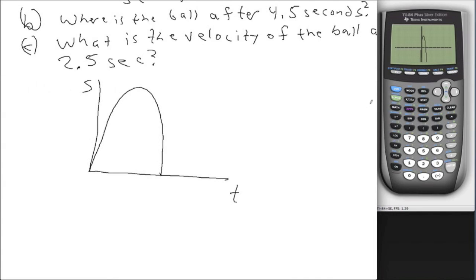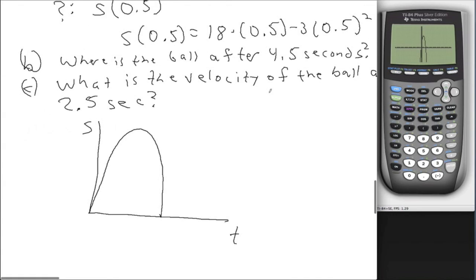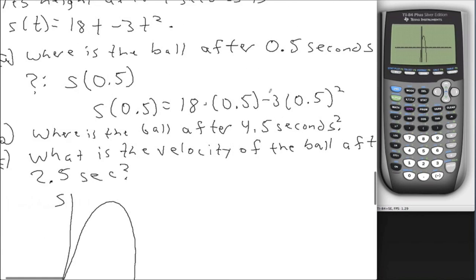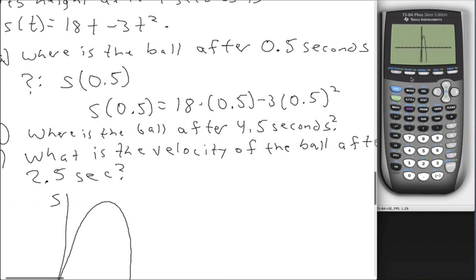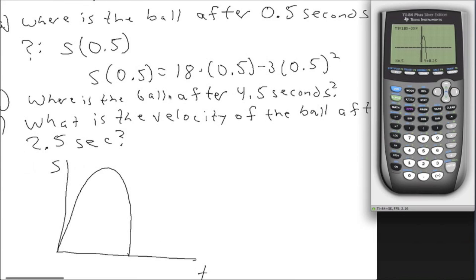Good. So let's go back to some of the parts we've done here. Where is the ball after 0.5 seconds? So we would trace 0.5, and we can get that's 8.25 at this point, basically, which I think is the answer you got before. Yep. Okay. And then we said, where's the ball after 4.5 seconds? Trace x equals 4.5.